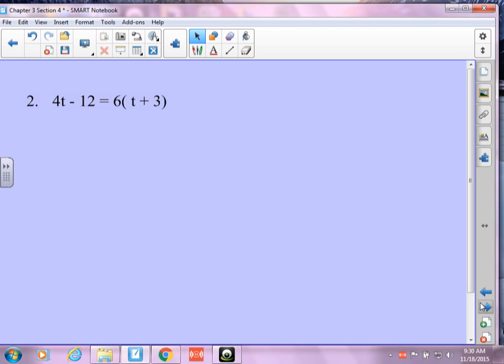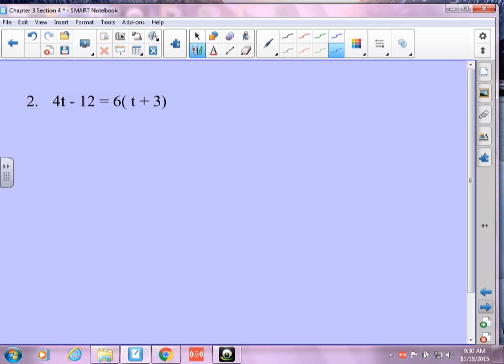Okay, let's keep going. This next one, how do I solve this? Well, you need to probably distribute first. Yes, you need to distribute first. There's still some kids that are trying to add and subtract and not distribute first. If there is parentheses where you can distribute, you always do that first.